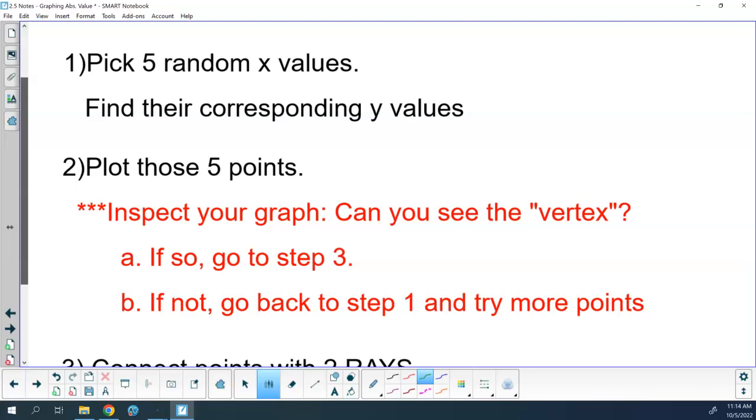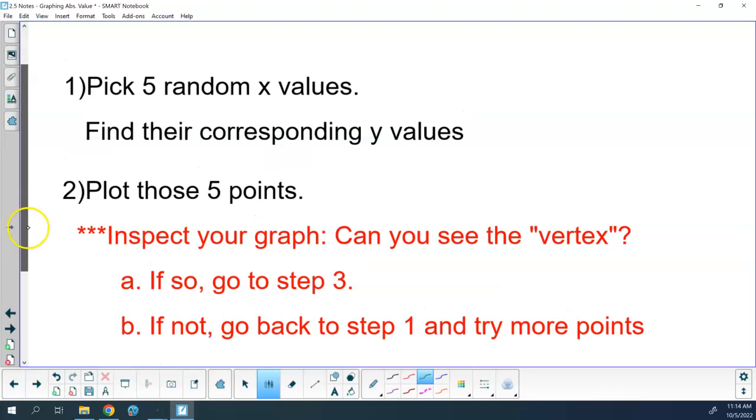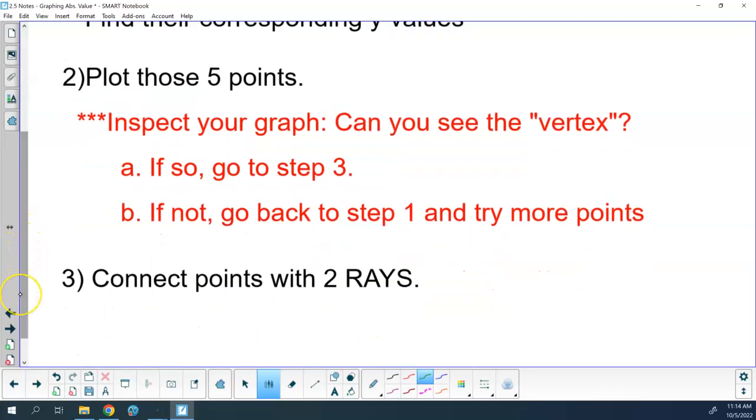You know what I mean? Then, once that's all said and done, you can connect your V. You can make your V with 2 rays. Remember, a line goes on forever in both directions. A ray only goes on forever in one direction. Okay? So you make your V. Not a line.